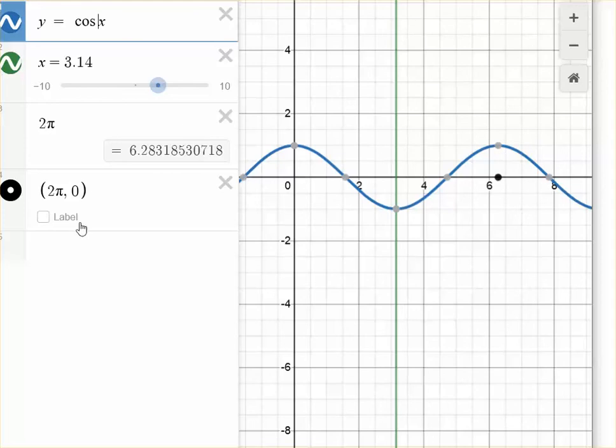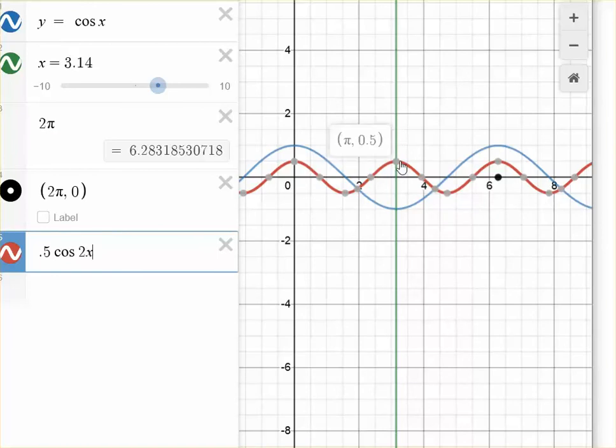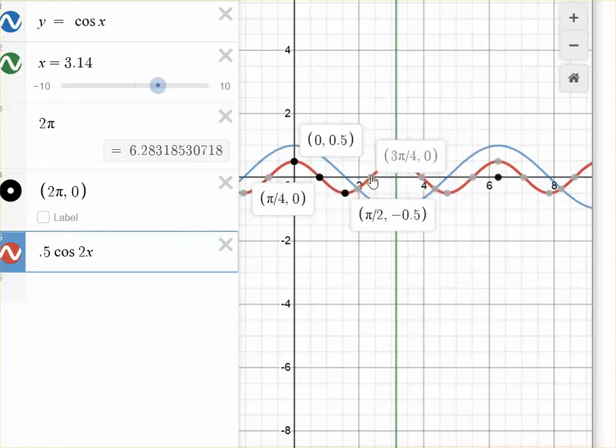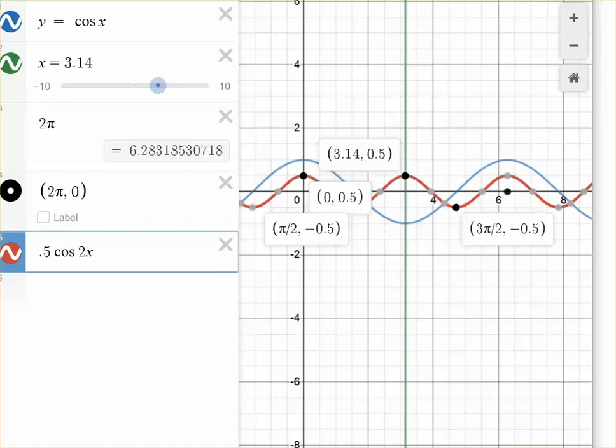And my function was 0.5 cosine of 2x. And it gives me lots of critical values that I can look at. So at x equals 0, y is at 0.5. And then, oh, it even gives it to me in radians. At pi over 4, it's at 0. I'm going to highlight some of these. That's very helpful. Oops, they went away. We'll get some of these on here so we can see if ours looks that way when we graph it.